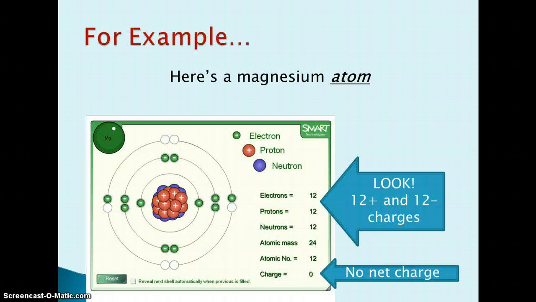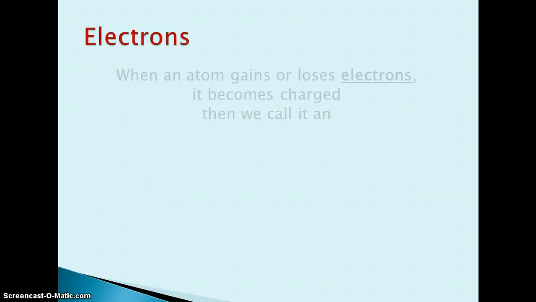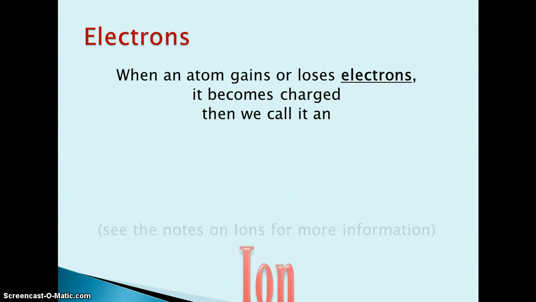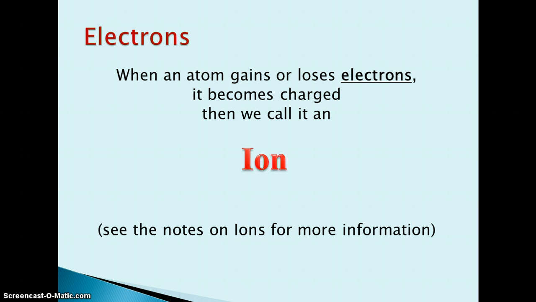So, let's take a look at an example here. We have magnesium, an atom. And look, 12 protons and 12 electrons. So there's no net charge on this magnesium atom. But when an atom gains or loses electrons, it becomes charged, and that's when we call it an ion.